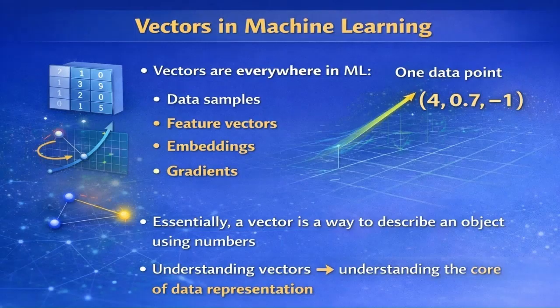A gradient is a vector of derivatives. It acts like a compass, pointing in the direction of the steepest increase. In machine learning, we use the negative gradient to know exactly how to change our weights to reduce the error.